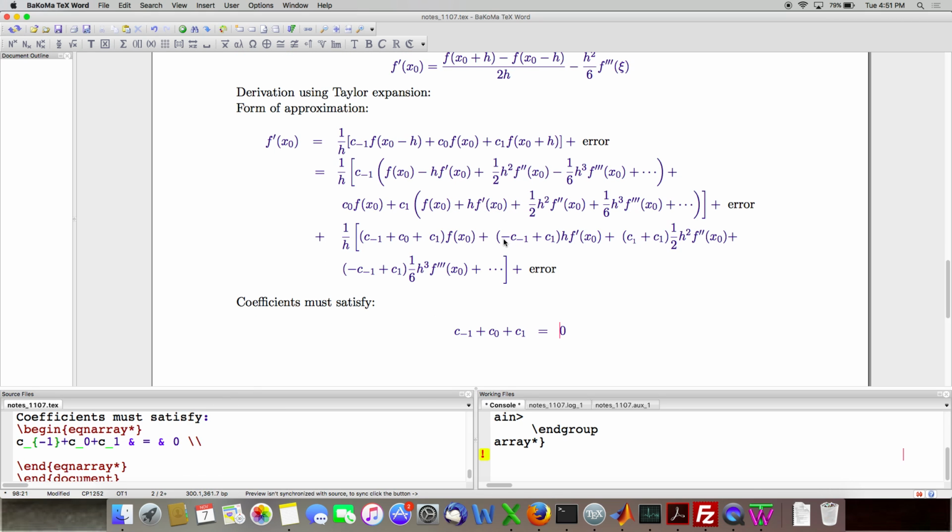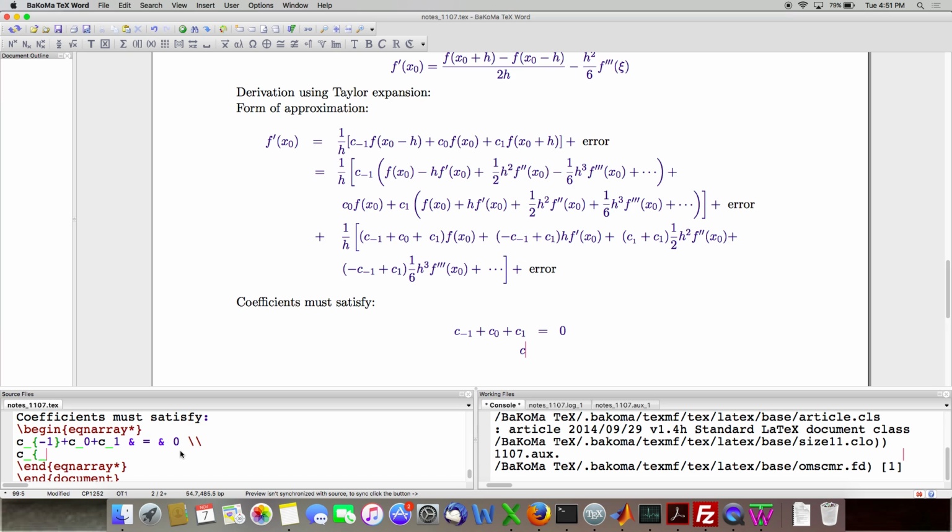Second equation here: minus c minus 1 plus c1. I want these to equal 1, because here I have an h outside, I have a 1 over h, and those are going to cancel. So if these sum to 1, then I have f prime by itself, which is what I want, because it's all I have on the left side.